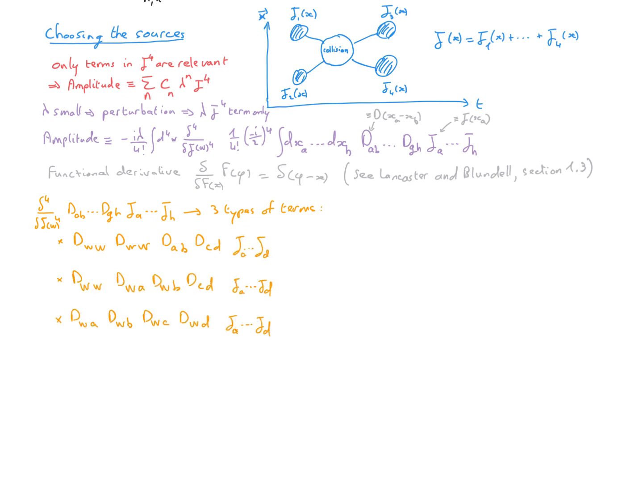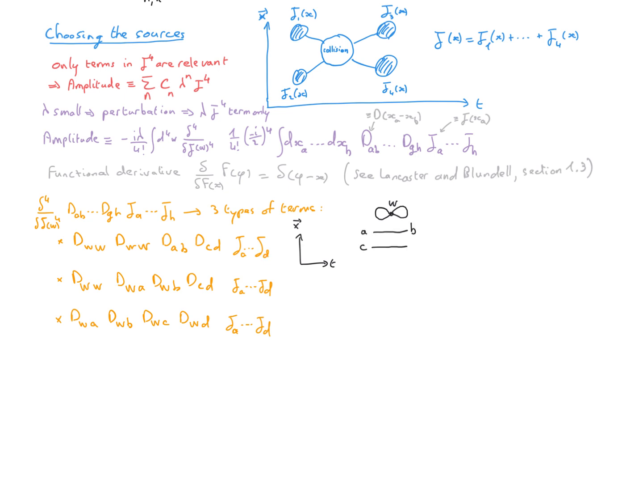But these terms do not necessarily describe the same kind of physics or the same process. So if we look, for instance, at the space-time representation of the first term, we see that the first propagator propagates a disturbance of the field from w to w. So does the second propagator, while the last two propagators propagate disturbances of the field between the sources.